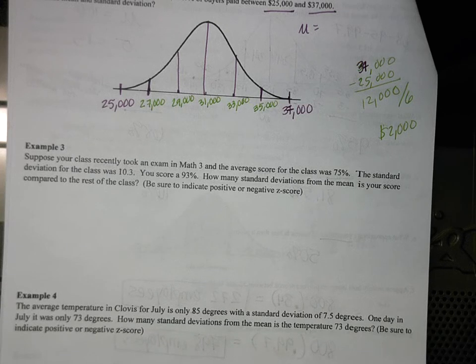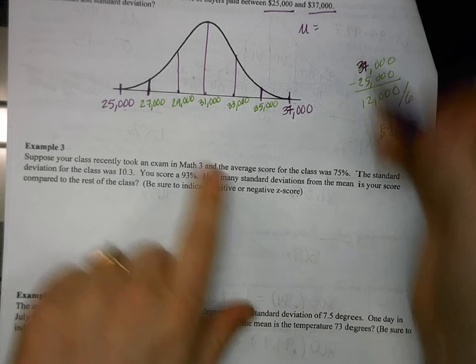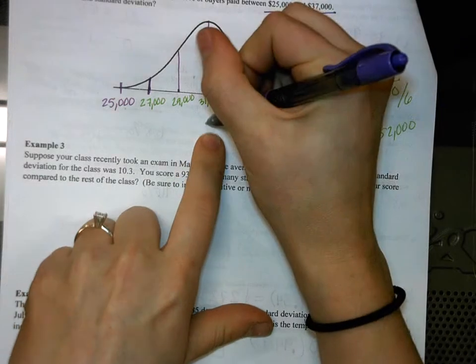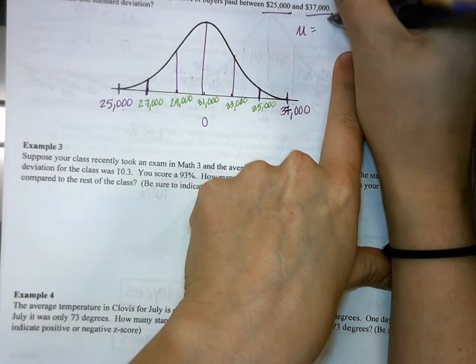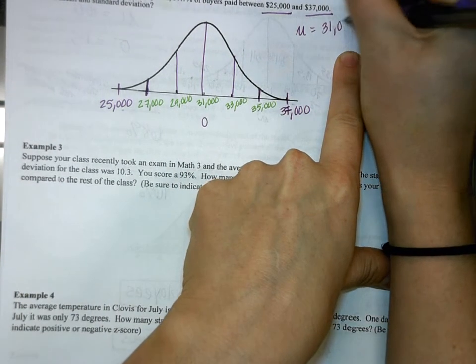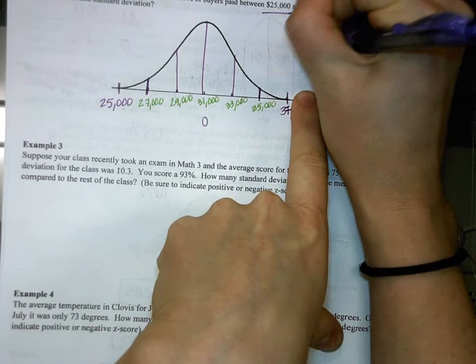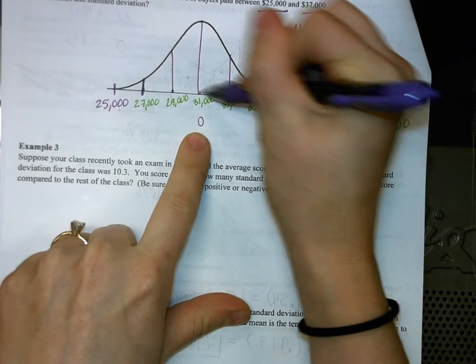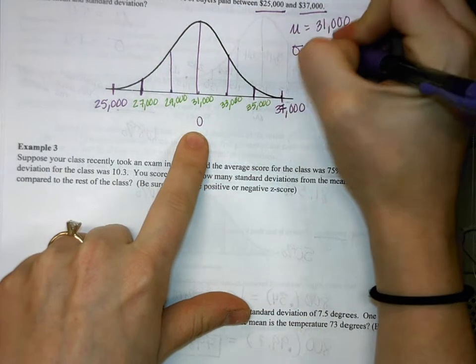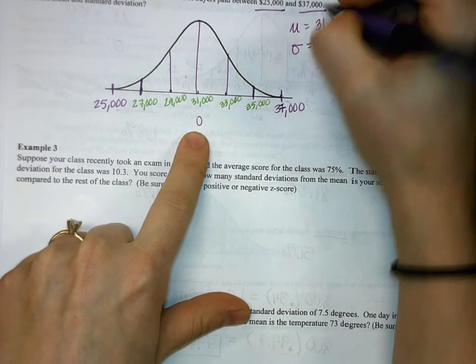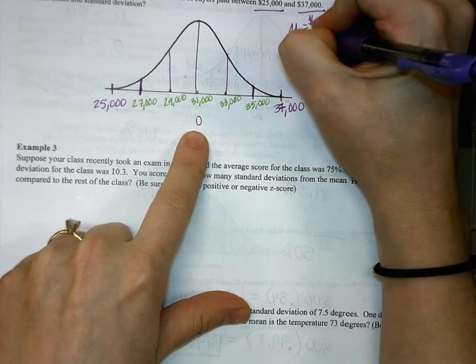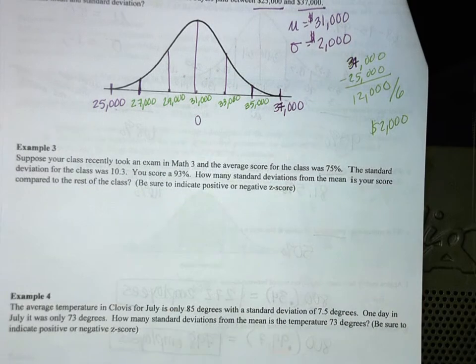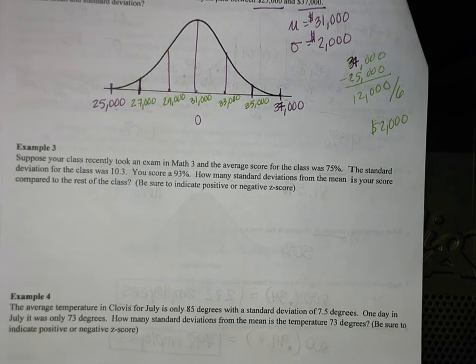All right, so my mean is the one that's right in the middle, right? So my mean is 31,000. My standard deviation is my increment. If I go one standard deviation to the right, how much did I increase by? We know that all of our increments were increasing by 2,000 each time, so that's my standard deviation. State the mean and standard deviation. There's our answer.